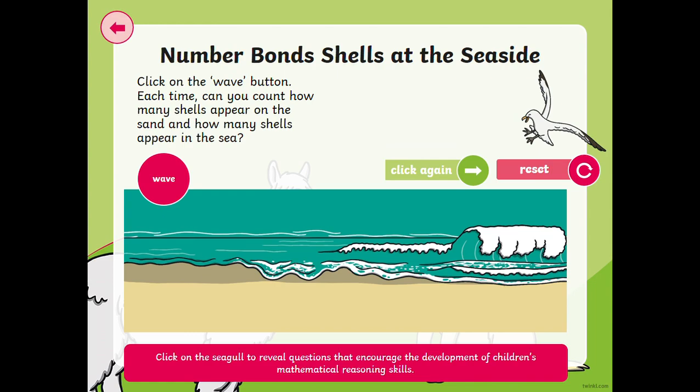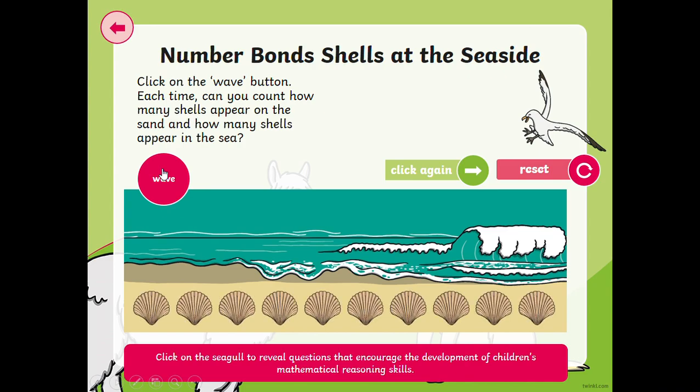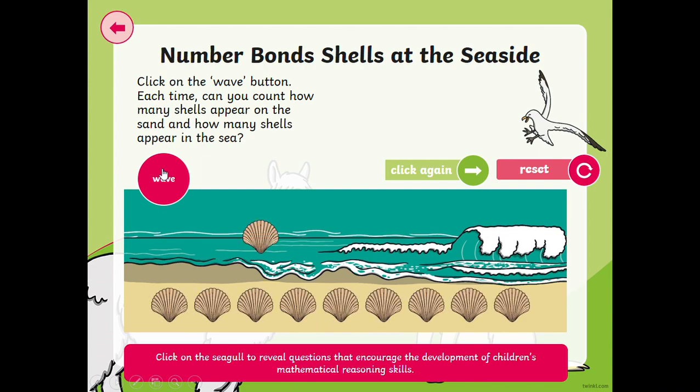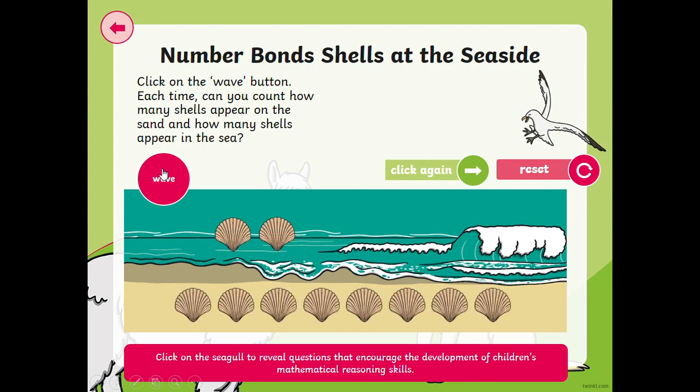Okay, number bonds shell at the seaside. Click on the wave button each time. Can you count how many shells appear on the sand and how many appear in the sea? So how many are there? How many shells? 10. Well done. Oh, 1 has gone into the sea. How many now? 9. Well done. Oh, another one's gone into the sea.